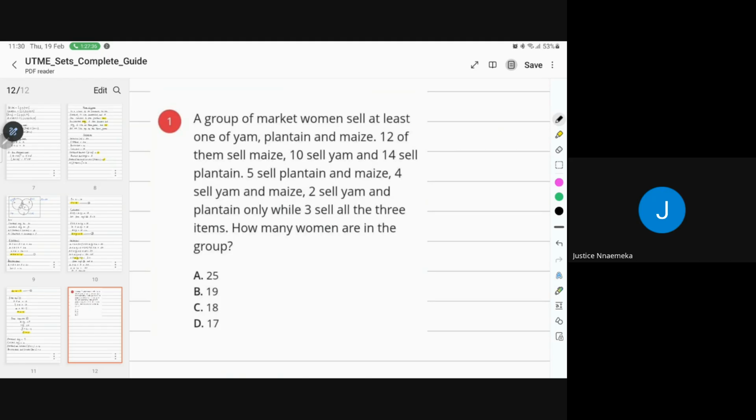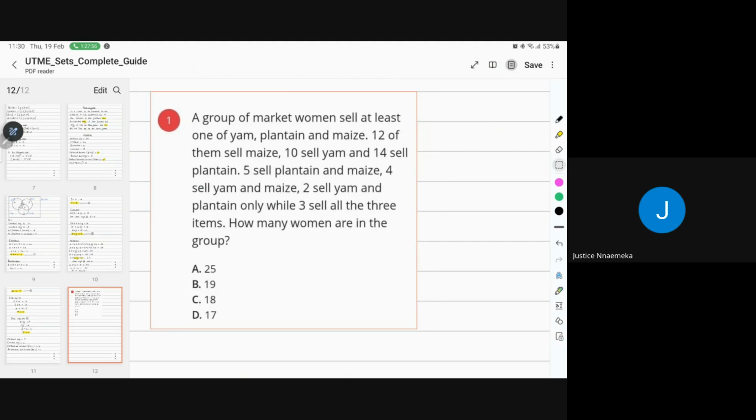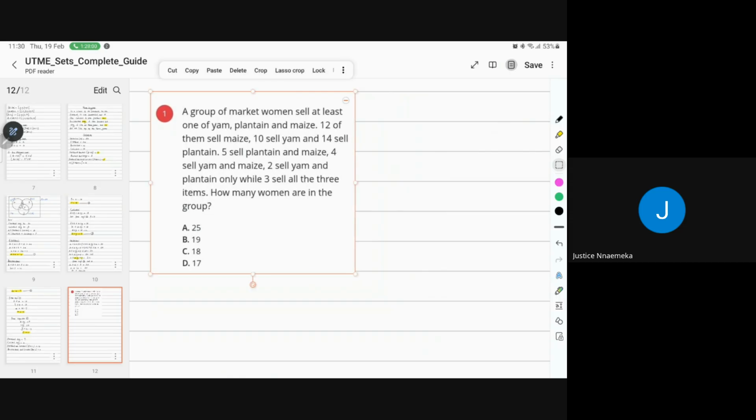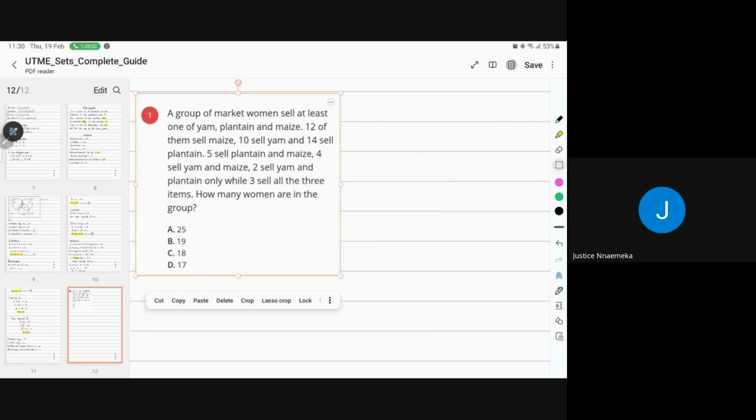A group of market women sell yam, plantain, and maize. 12 of them sell maize. 10 sell yam. 14 sell plantain. So now I want to make use of these small slides so that we can see what we are doing. Let's reduce it a bit, but I hope you can still see the question. Right, so let's write down the details.